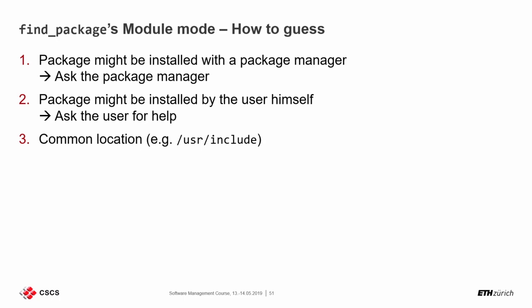It could also be installed at a common location like /usr/include. Maybe we are lucky and we find boost/config.hpp there. Or we can also make some random guesses, because we know this library is usually installed at a certain place, so maybe it's there, and if you're lucky, it's there. So find_package module mode, in contrast to config mode, is about guessing where the library is. Usually the other one is more about the user asking where it is installed, where the config mode file is, and everything is written there.